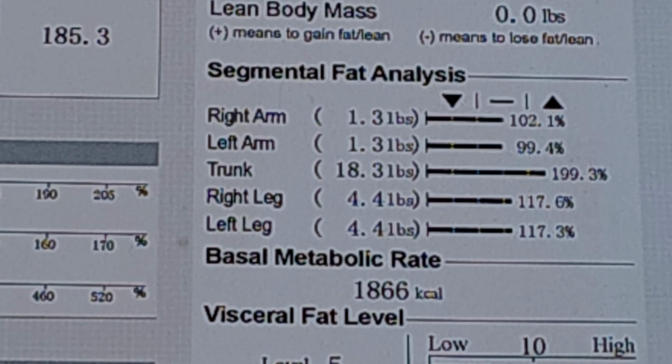On the right, you're going to see percentage rankings. Again, like I mentioned with the segmental lean analysis, ignore the percentage rankings. I find them to be completely useless. I would rather just see somebody look at the actual change in poundage when they're using this test on an ongoing basis.